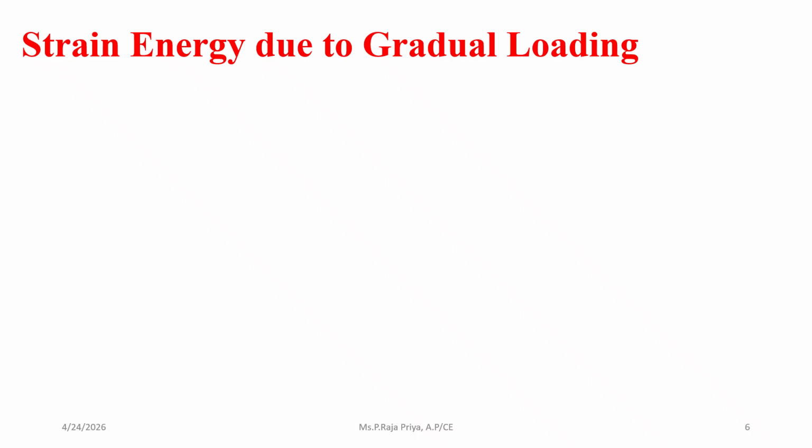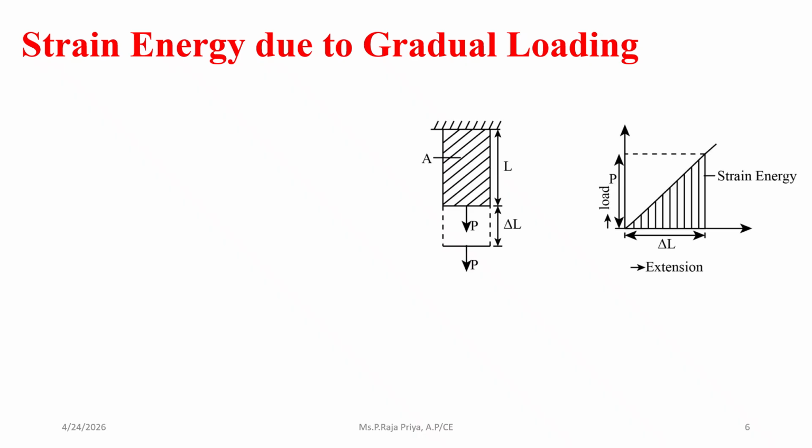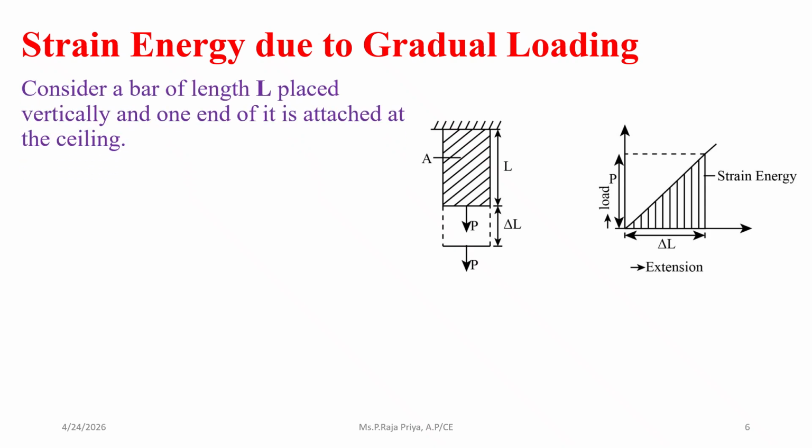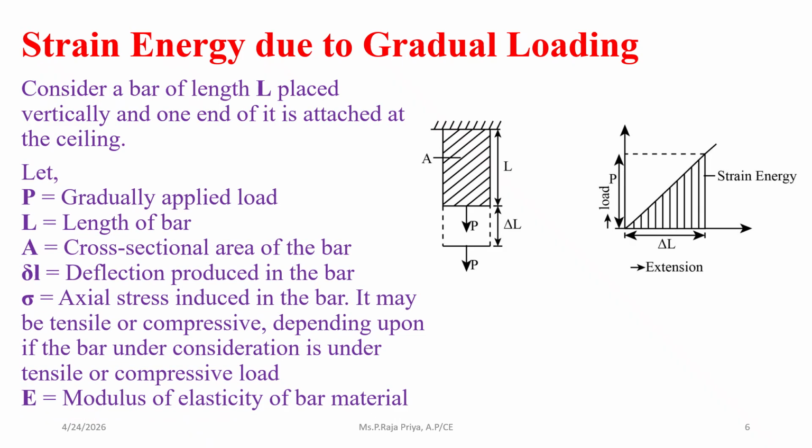Next concept is strain energy due to gradually applied loading. So the load is applied gradually. If the load is applied gradually, what is the strain energy which would be stored by the solid material? For that, we consider a bar of length L and cross-sectional area A. It is subjected to a load P. Because of that load, it undergoes a change in length, or the deflection or deformation produced is termed as delta L.